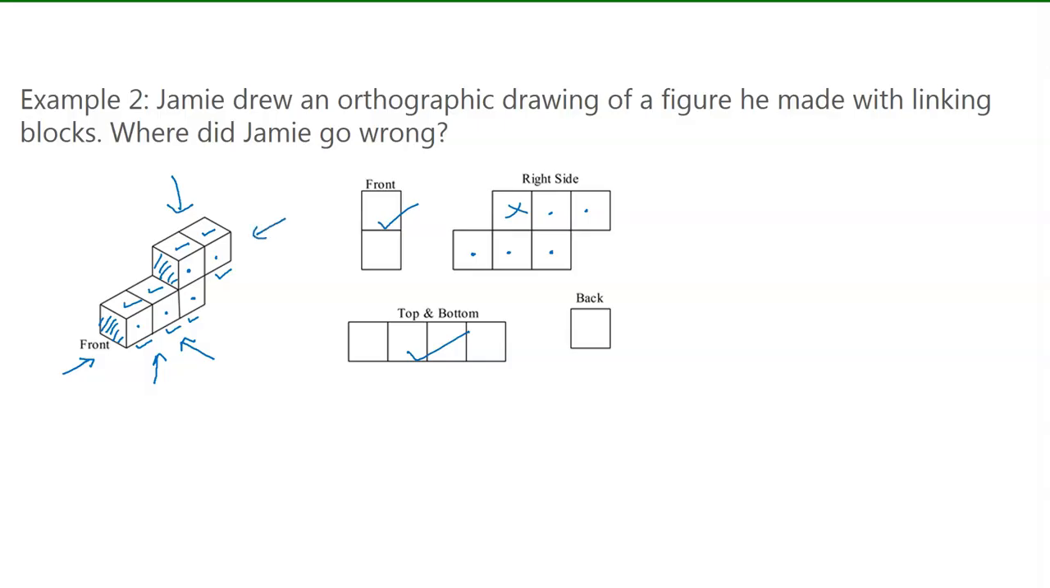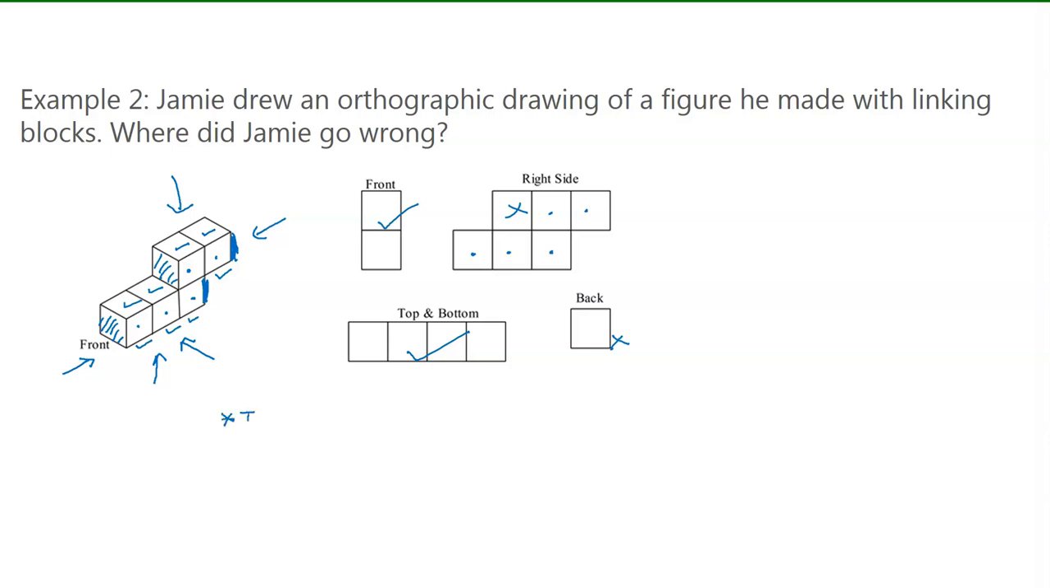Now if I were to look at the back of the object, I would see the back of this block here, but I'd also see the back of this block here. So I would see one block on top of the other. So the back is incorrect. So let's make note of that now.